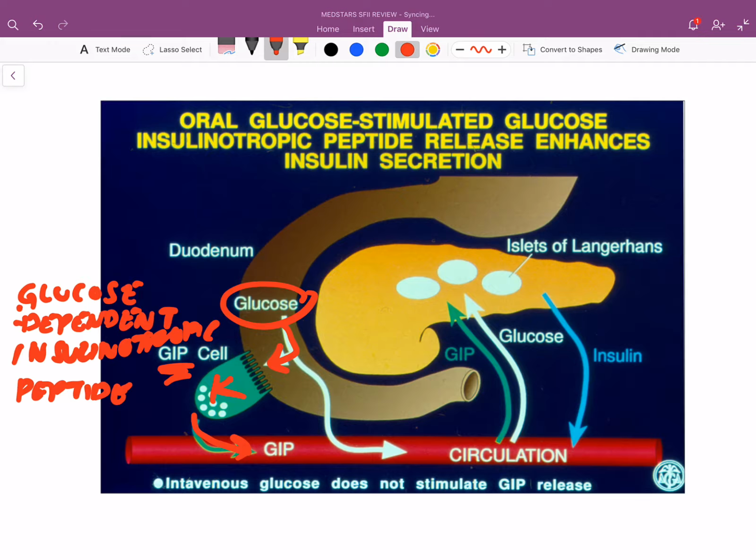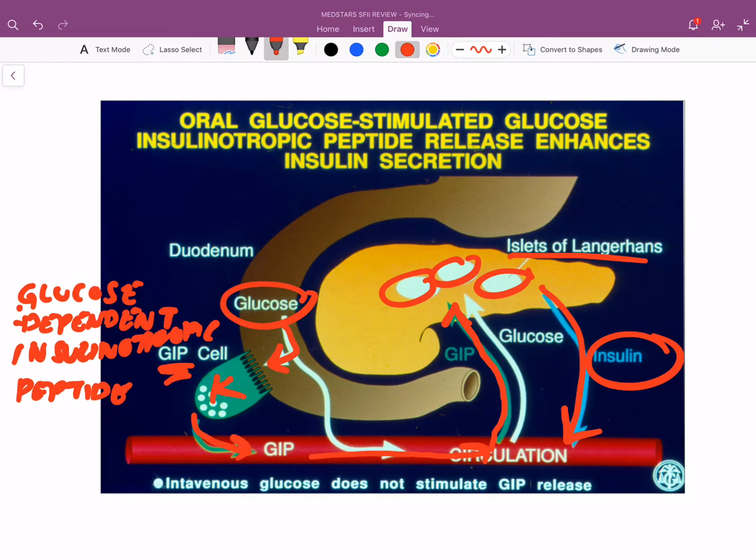This GIP goes into circulation and it reaches the pancreas, right? It reaches these islets of Langerhans, right? And the islets of Langerhans contain insulin. So when this GIP reaches these islets of Langerhans, they're going to dump out insulin into the blood. Insulin's going to go everywhere, and it's going to take molecules of glucose into the cells to use it for energy, right?